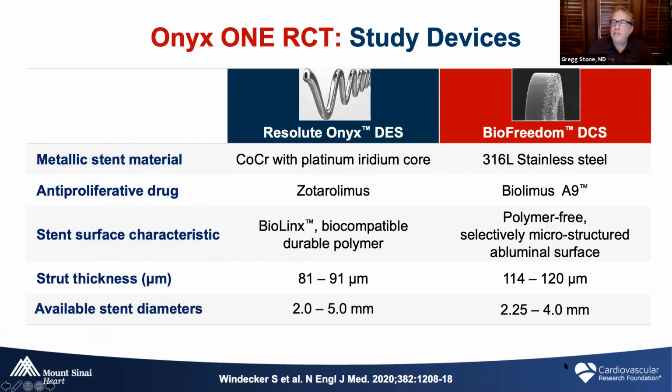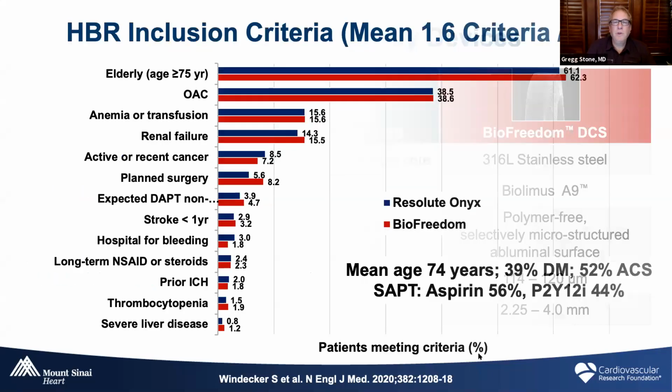So BioFreedom, as I mentioned, the device that was used and tested is not really what I'd call a contemporary DES. It's stainless steel. It's a moderate strut thickness of up to about 120 microns. Everyone's familiar with the Resolute Onyx, cobalt chromium, DES with a platinum iridium core, eluting zotarolimus from the BioLinx durable polymer. Most of the sizes are 81 microns, and it comes in 2 to 5 millimeter stent diameters.